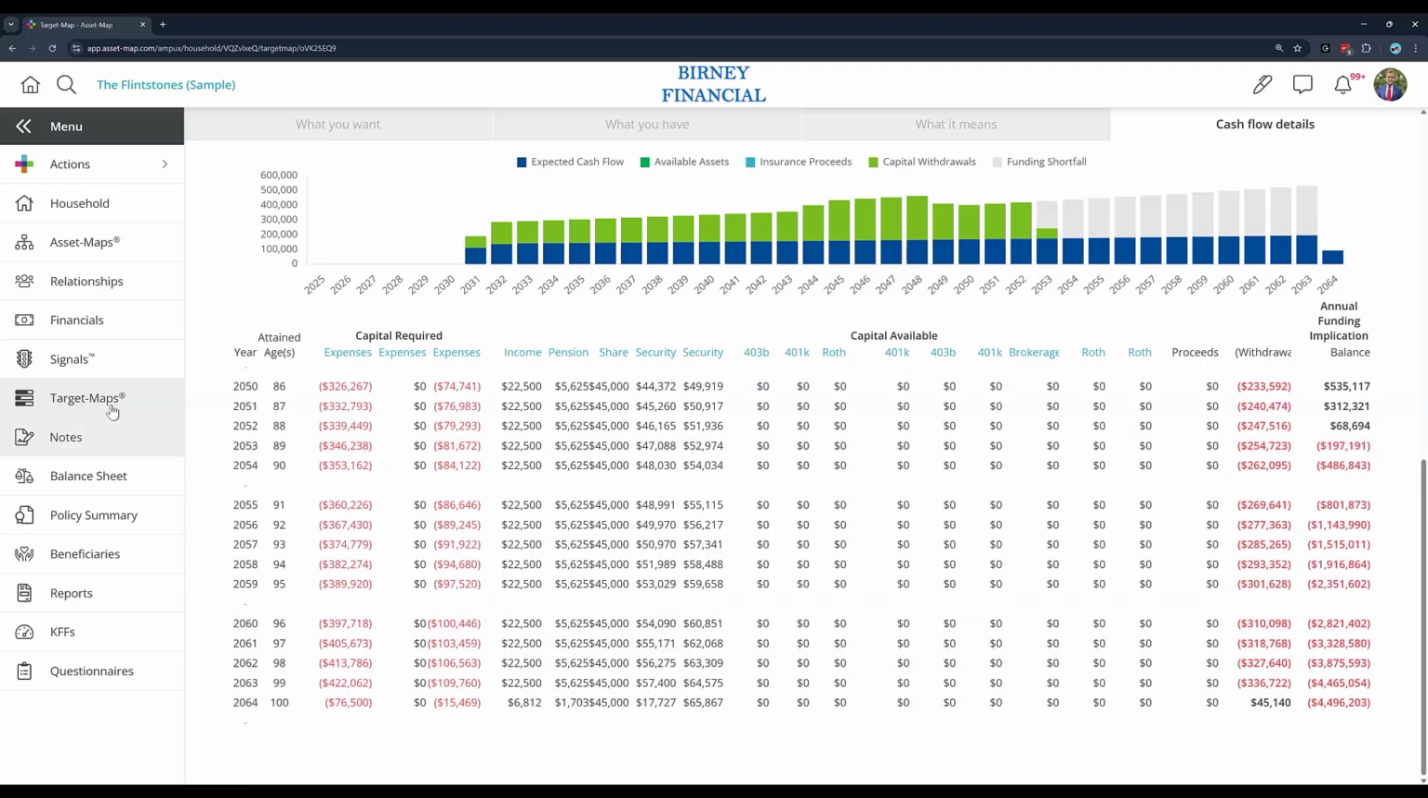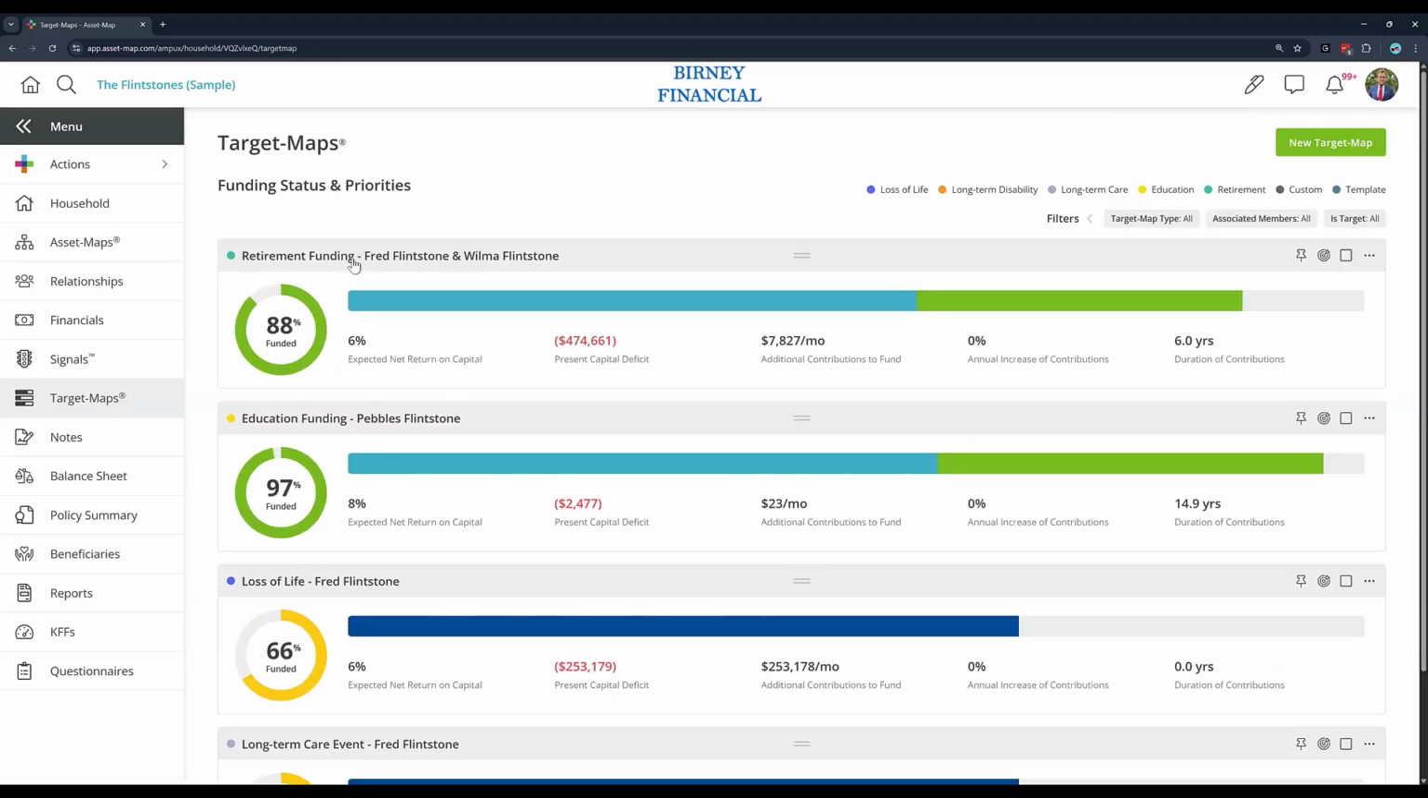So what can we do? Well, this is where I come back to my main target map screen. I double click this name and I give this one a new name. I'm going to call this my retirement baseline at a 6% rate of return. If I change nothing else about the plan here, we are at 88% of our goal. Okay, great. That's pretty good.